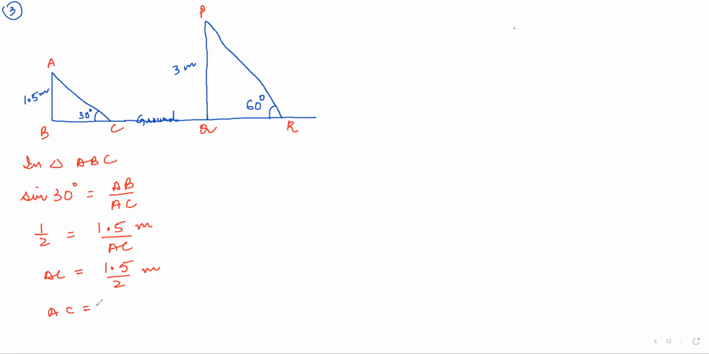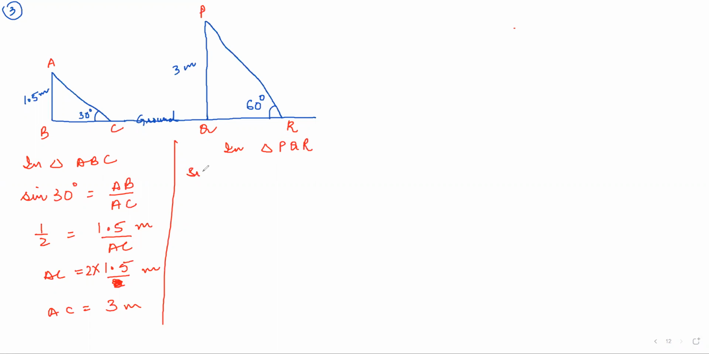So it will be, in 2 into, right? Cross multiplication, 2 into 1.5. So that becomes 3 meters, right? Yes, ma'am. Same thing you have to do here in triangle PQR.